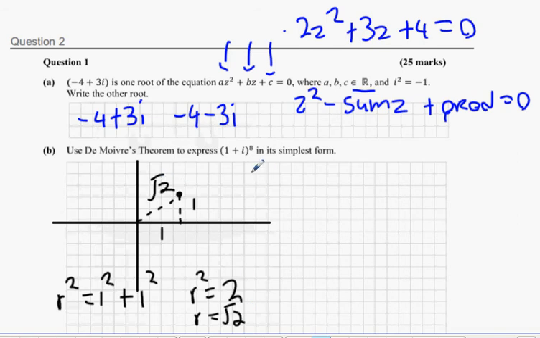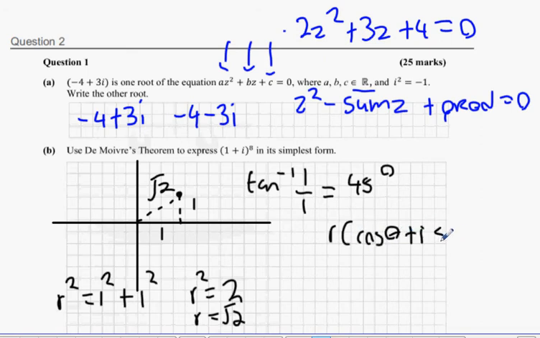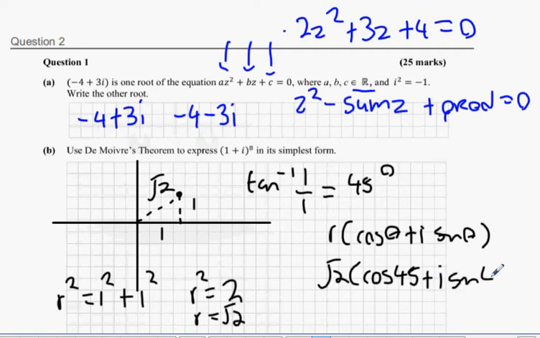Calculate the angle. Tan inverse, opposite over adjacent, 1 over 1, which is 45. Polar form, please. Root 2 cos 45 plus i sin 45. For this one, you don't have to do any of that 2n, 360n business. It's not a solve question.